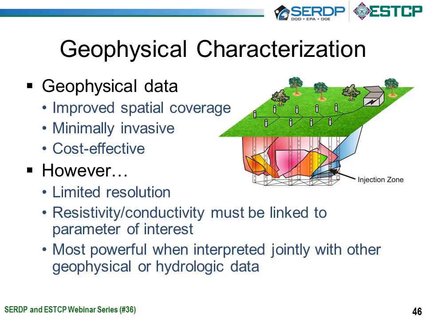However, it's of limited resolution. Resistivity or conductivity must be linked to the parameter of interest. Quite importantly, you cannot directly measure contaminant concentration through these methods, so it has to be linked to resistivity or conductivity. So again, it's another tool that you can use in your toolbox, and it's most powerful when interpreted jointly with other geophysical or hydrologic data.